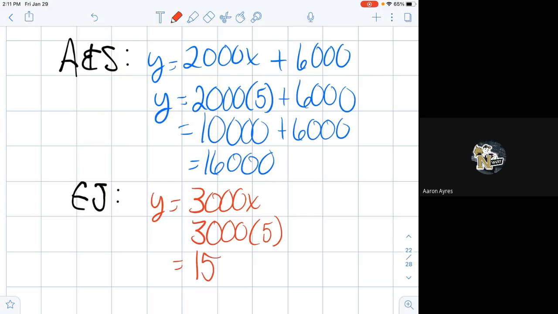Okay. Now, on your thumb, which company would you pick? ANS is thumbs up, EJ is thumbs down. Everybody has their thumbs down this time. EJ is $1,000 cheaper, right? Mm-hmm. Okay. All right. Now, isn't that interesting?